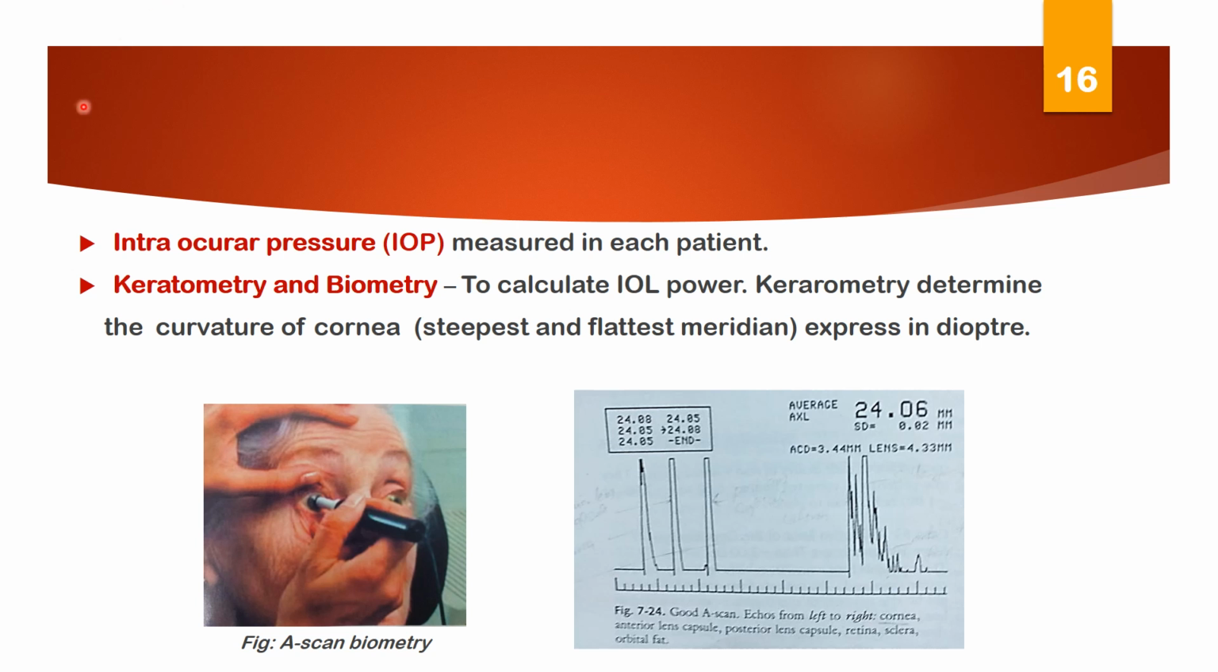This picture shows how to take the A scan reading, and the second one is the A scan reading. First tall echo from the cornea, and these two tall echoes are from the anterior and the posterior lens capsule. Sharply rising tall echoes from the retina, and a medium size tall echo from the sclera, and medium and low echoes from the orbital fat.